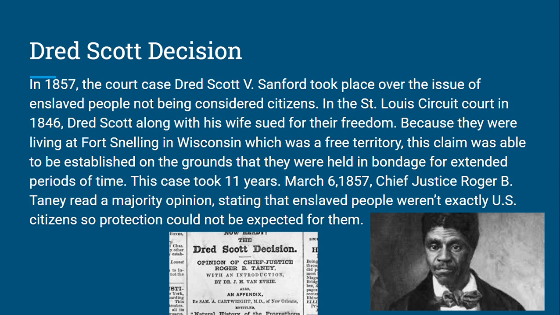This case took 11 years. On March 6, 1857, Chief Justice Roger B. Taney read a majority opinion stating that enslaved people weren't exactly U.S. citizens, so protection could not be expected for them.